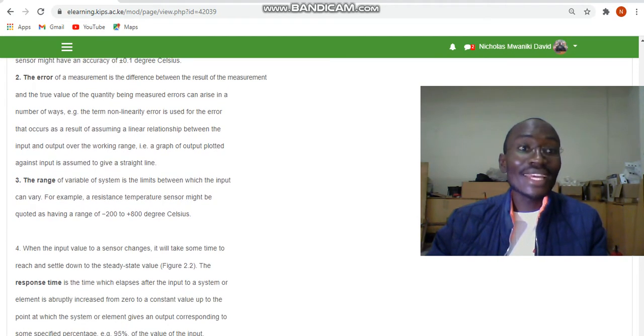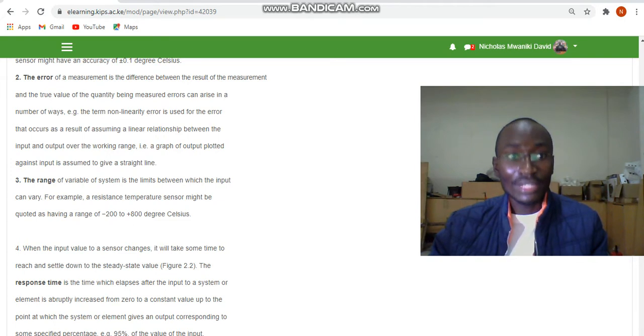The other one is the error. The measurand is the quantity that is being measured, or whatever is being measured. The error of a measurand is the difference between the result of the measurement and the true value of the quantity being measured. That is what we call the error. I know you have studied error in EMFD, but we are just repeating the terminologies, which is also good.